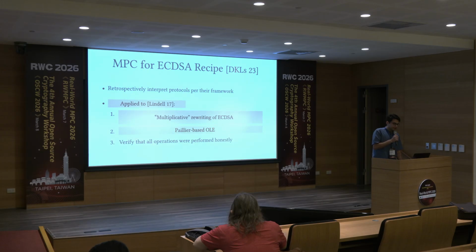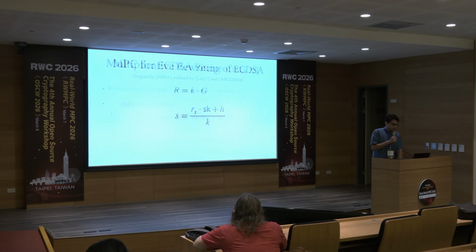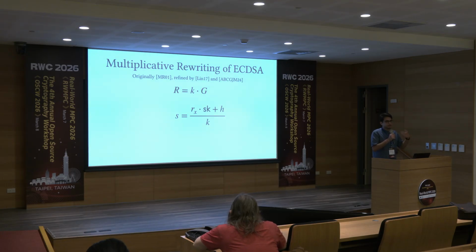So if we take this Lindell scheme, the first step is to use what I would call a multiplicative rewriting of ECDSA. And then the machinery that's used to compute this equation is a Paillier-based OLE. I'll talk about these two now. There has been this interesting way of rewriting ECDSA that I think originally goes back to MacKenzie and Reiter, and then has been refined progressively through different works, including Lindell's and most recently this paper by Abram et al.